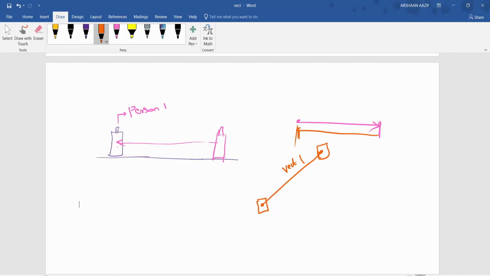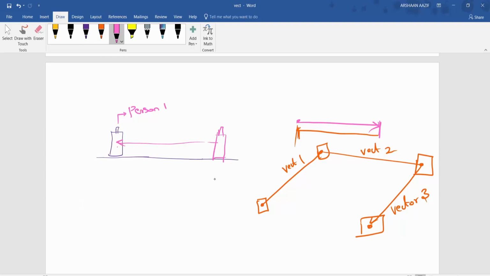Now there is one more force that acts here, which brings it here. This is my vector 2. Now there is a third force which acts and brings it here. This is my vector 3. Now the net effect is the addition of these three vectors.